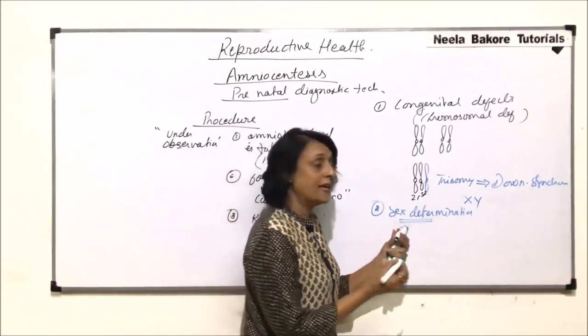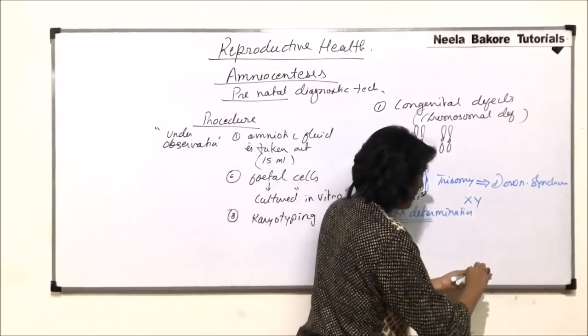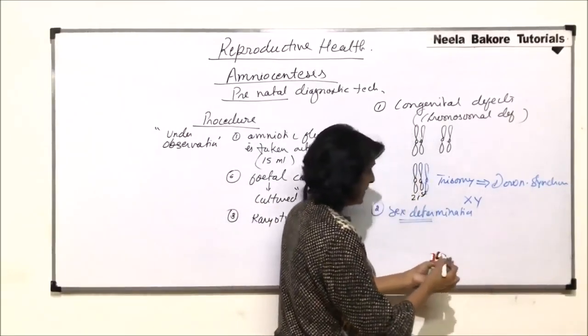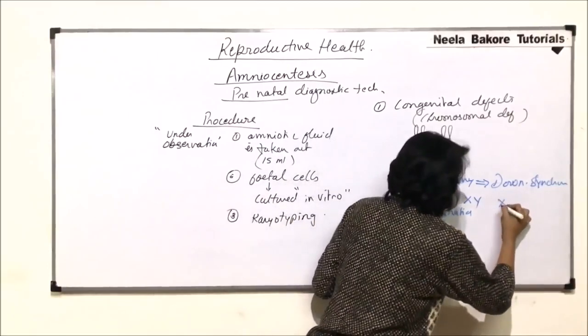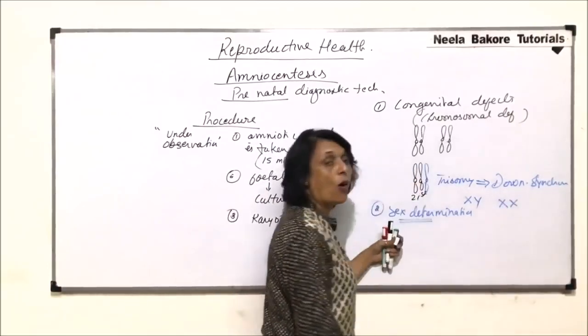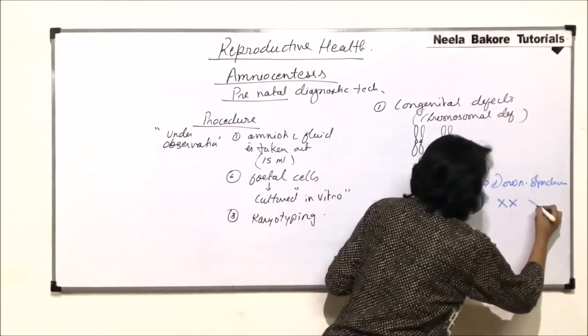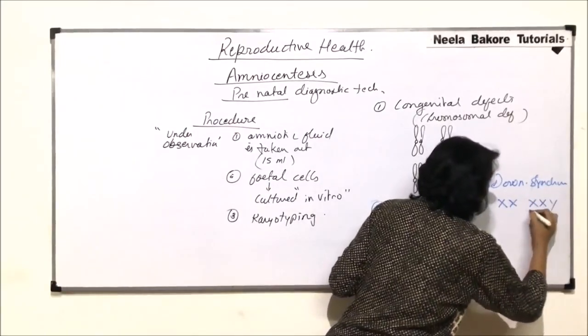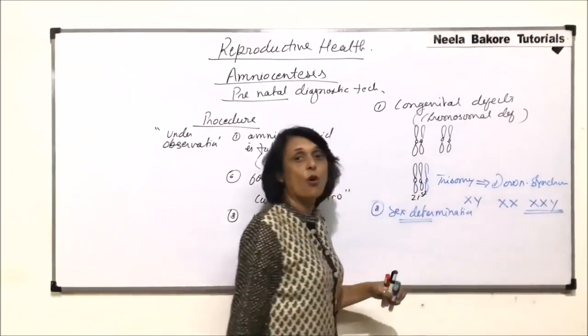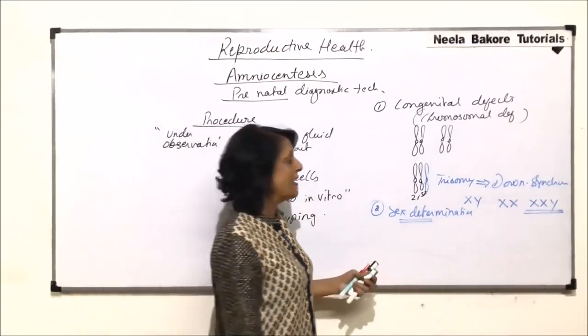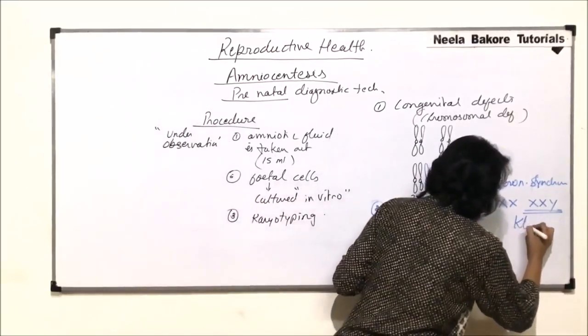But sometimes instead of X and X or X and Y, if it becomes X, X, Y, then this disorder is known as Klinefelter syndrome.